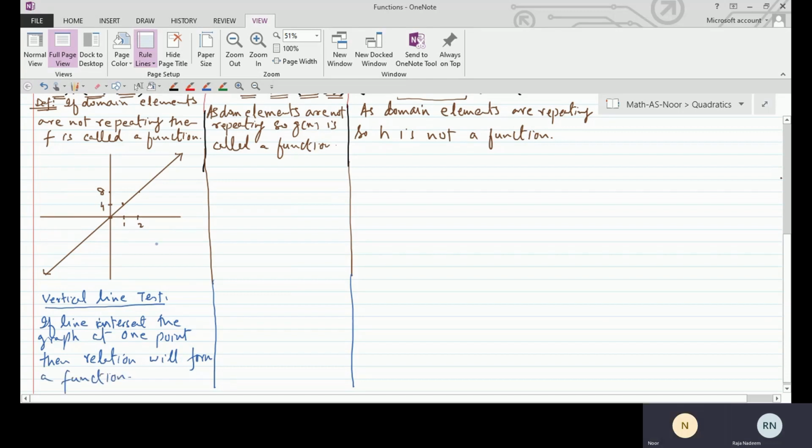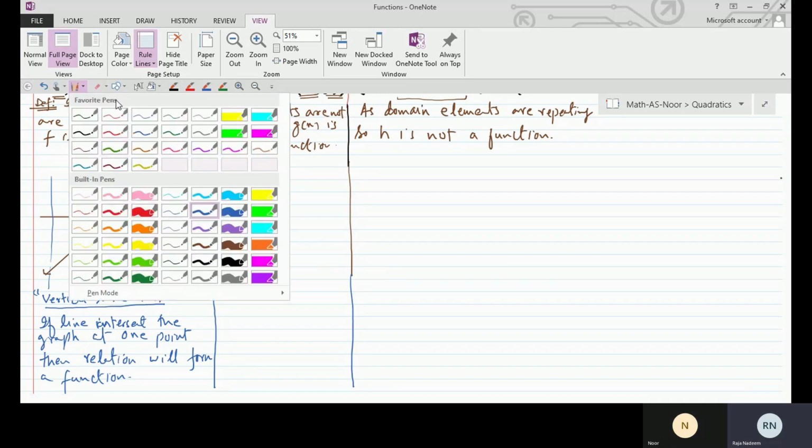Okay, this vertical line test is another way of judging whether a relation is a function or not. The best way is to plot a graph and then draw different vertical lines at different positions, just to check that in every position your vertical line intersects the graph at one point.